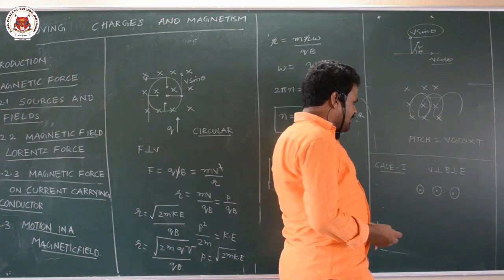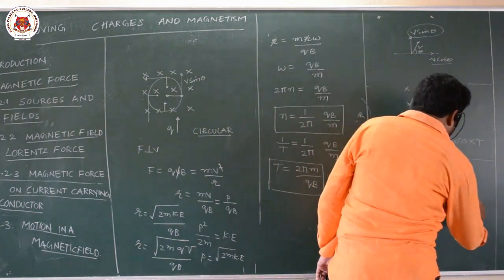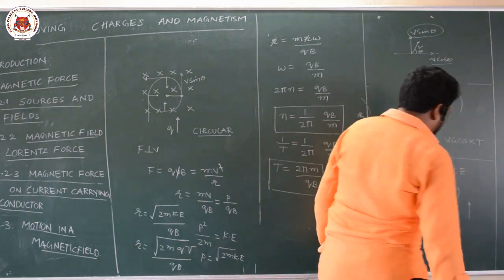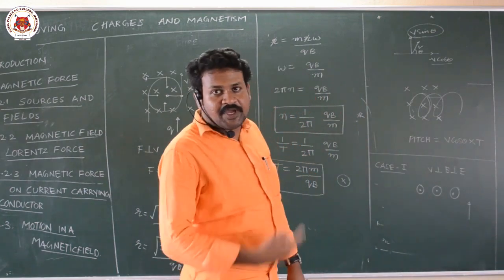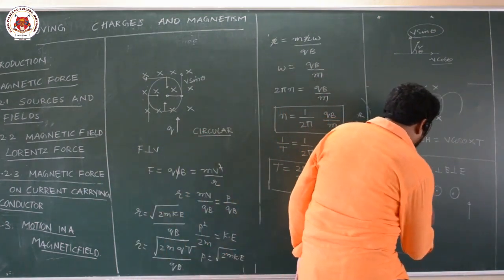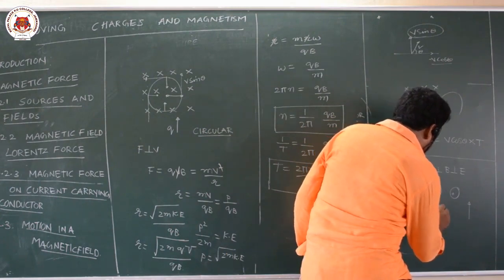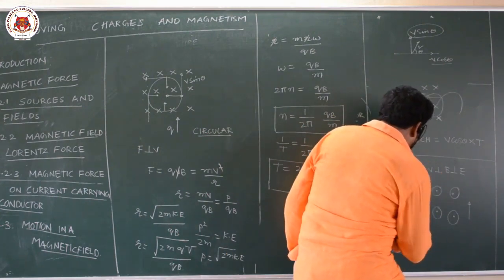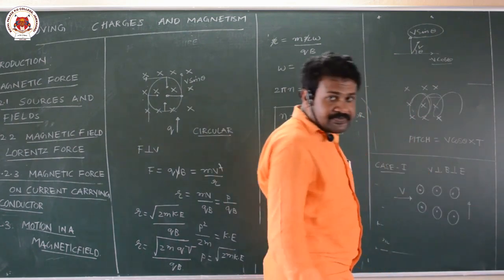Now let us consider, I applied an electric field along the y-axis. Now I projected one electron into this magnetic field in this direction. Velocity is in this direction.